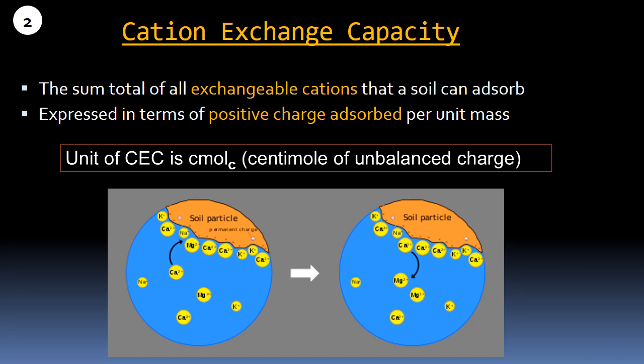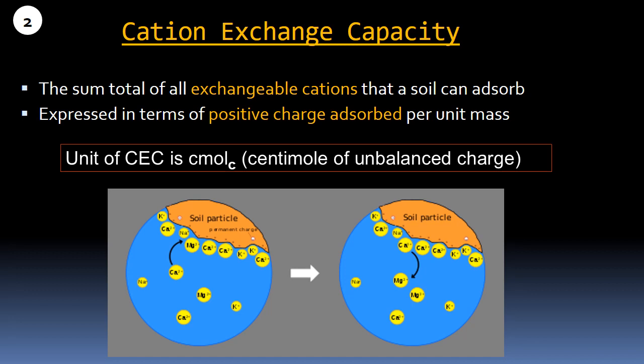Now, if you look here at the soil, you have the soil particles, and in the blue part you have the soil solution. This soil, let's say, again, as I said, has 20 negative charges. So these negative charges must be satisfied by adsorbing cations. Those are the positive ones.